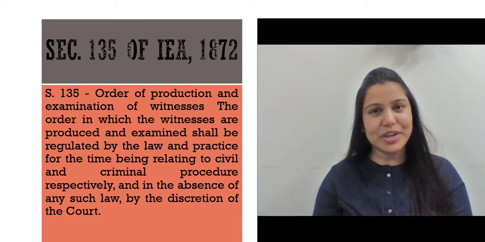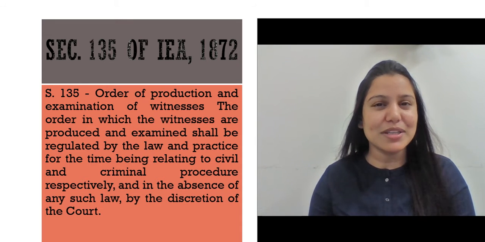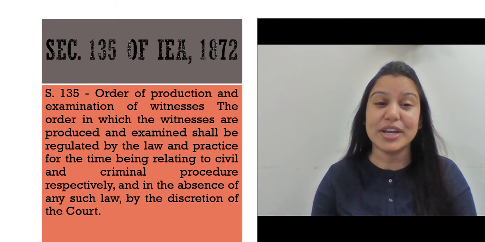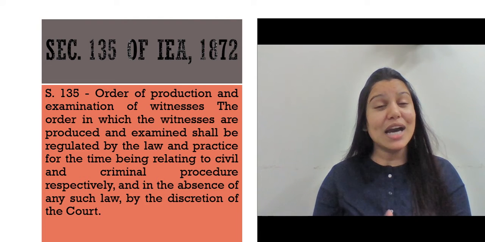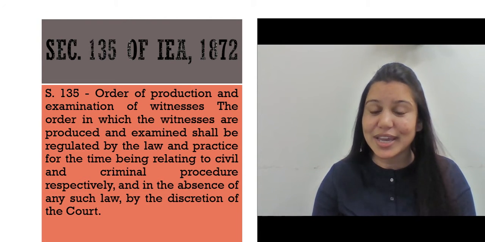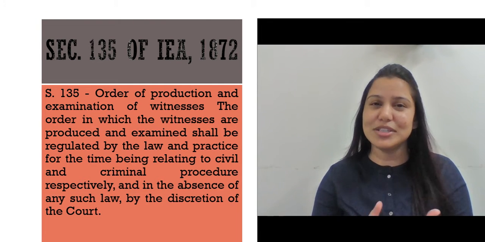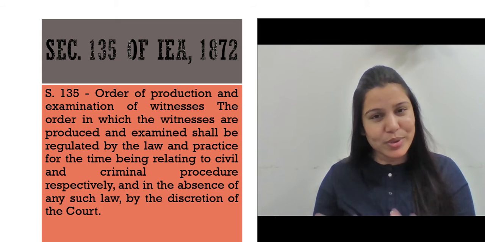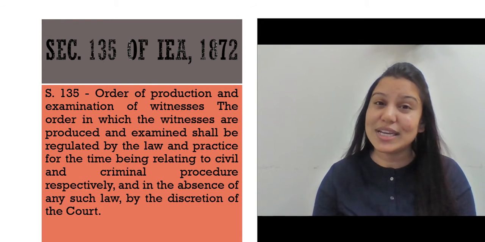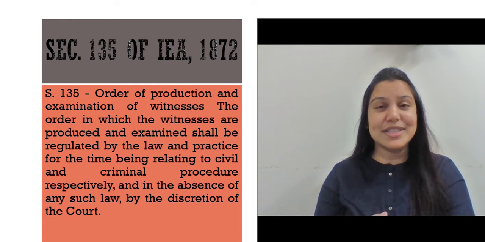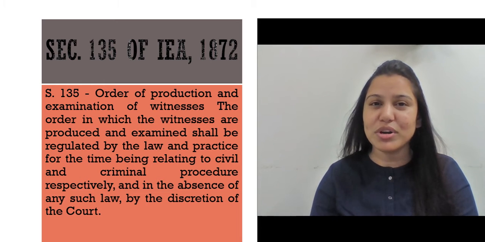Right? Firstly, it should be regulated by the criminal procedure. Secondly, it should be regulated by the civil procedure. And in case these two procedures do not tell us the order of witnesses, then the discretion of the court shall prevail.